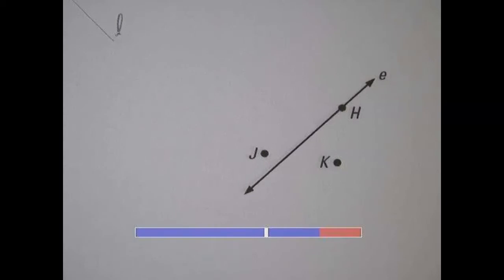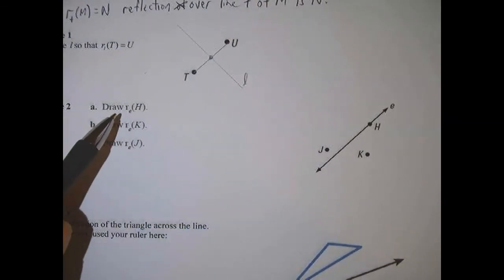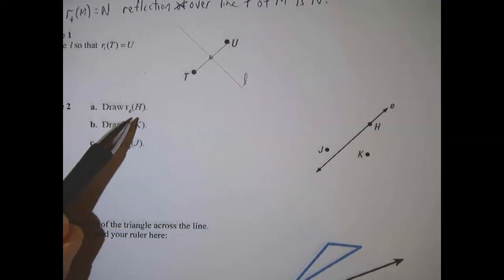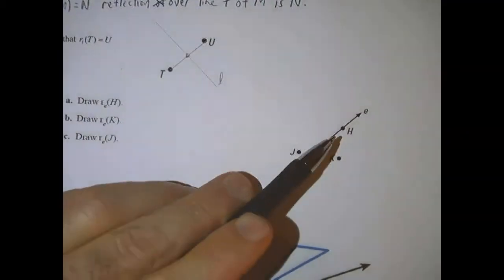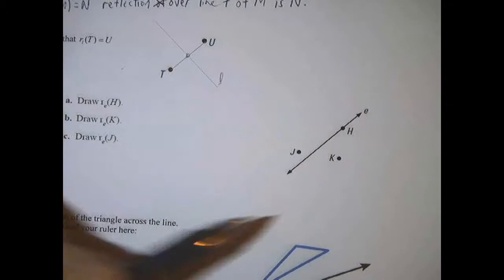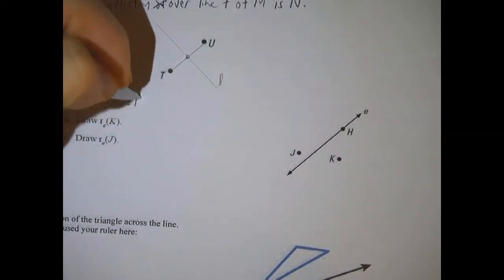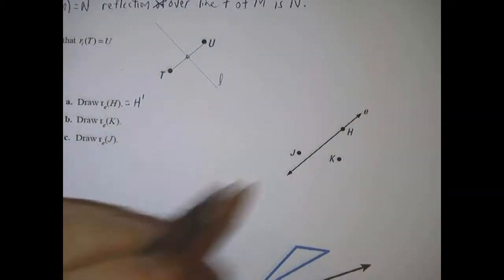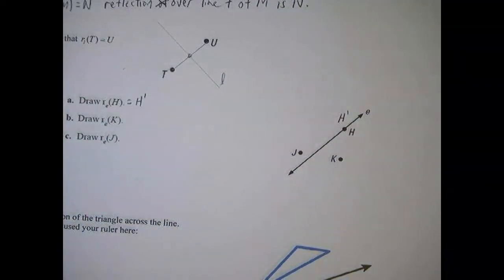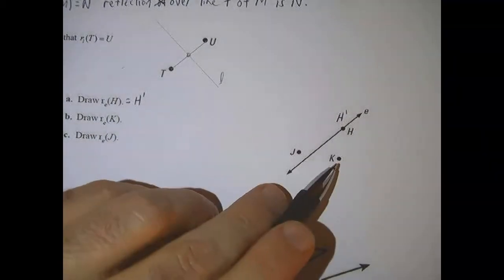So when we are asked over here to draw the reflection over line E of H, well, there's nothing to draw. I can call that H prime, and I can now say that this point has two names. It's H, and it's also H prime. Okay? Let's do that with J and K.